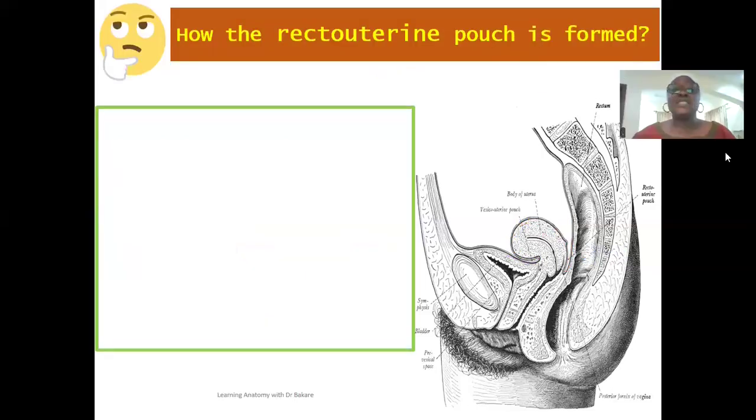So let's go through this slide, where we'll be illustrating how the rectouterine pouch is formed. Remember, we described in our previous slide that the rectouterine pouch is formed between the posterior surface or region of the uterus and the anterior wall of the rectum.